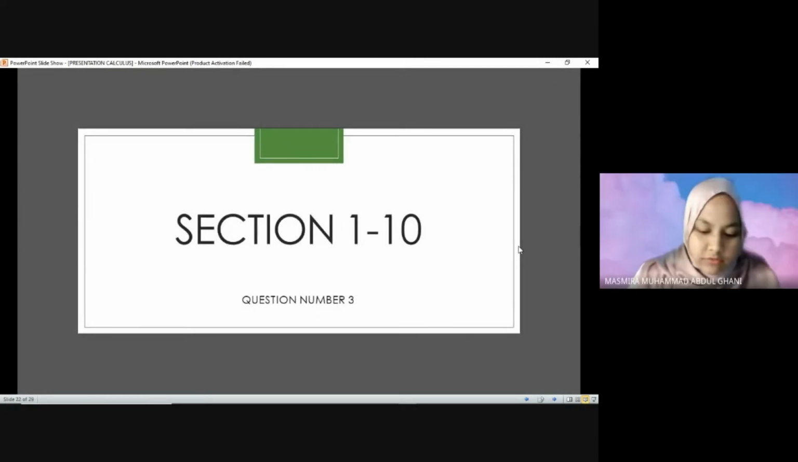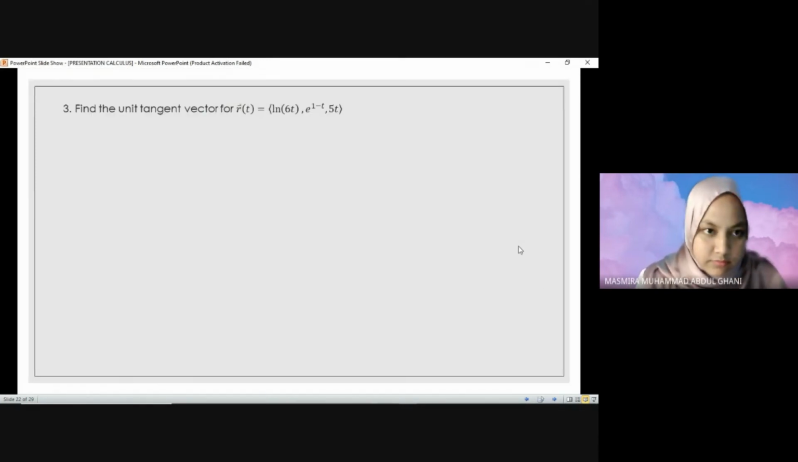Okay, for section 110, the question is to find the unit tangent vector for r(t) equal to ln t, e to the power of 1 minus t, and 5t. Okay, first step is we differentiate r(t) and we got 1 over t, negative e to the power of 1 minus t, and 5.